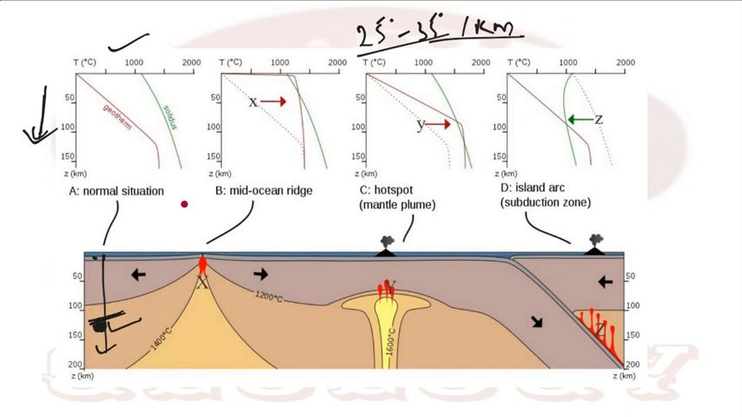You will not find volcanoes everywhere, because the geotherm alone is not sufficient to increase the temperature so that the substance will melt. So this is the solidus temperature.